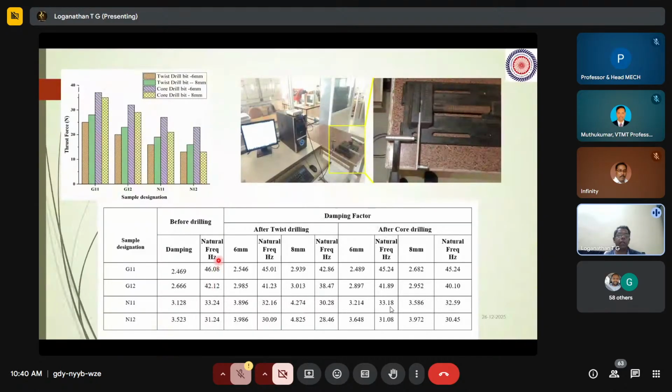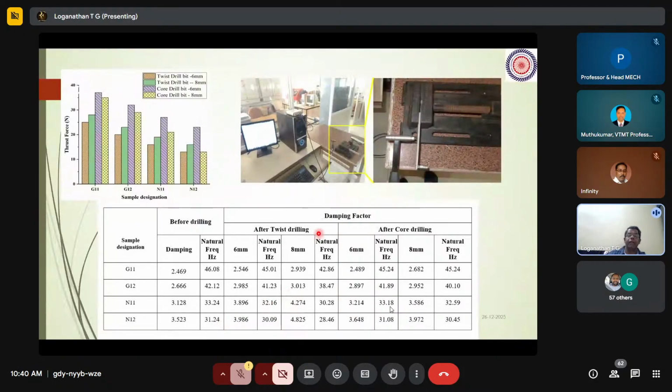Here you can see that we made a glass fiber and natural fiber composite. Before drilling, the natural frequency is of this order, around 46 hertz, and in natural fiber, it is around 33. And after drilling, surely there is going to be a drop in the stiffness, which we can measure with the help of the natural frequency.